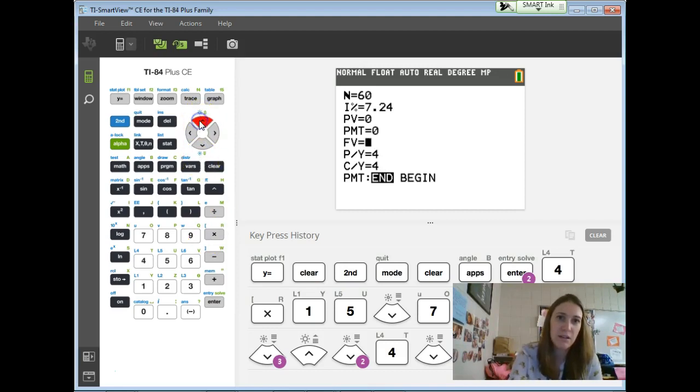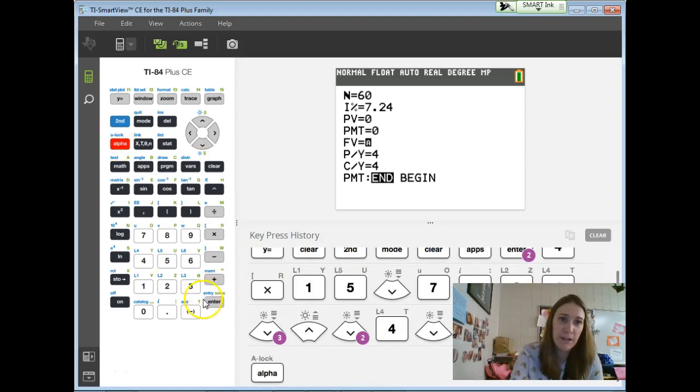The thing I want to know, remember, was the future value. So get your cursor in the future value position, and then we want it to actually solve something. Right here in green above the enter key, it says solve. So you're going to use alpha to shift to the green keypad, and then choose solve. Oh, I did something wrong. Time out. What did I do wrong?